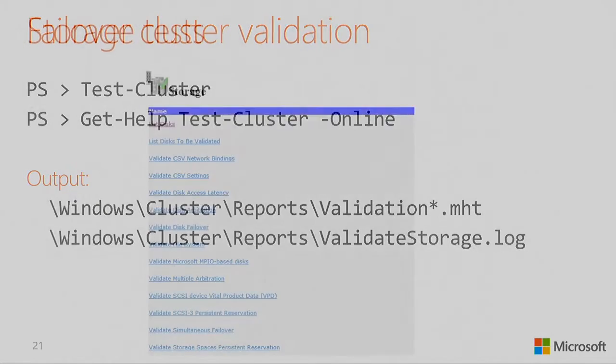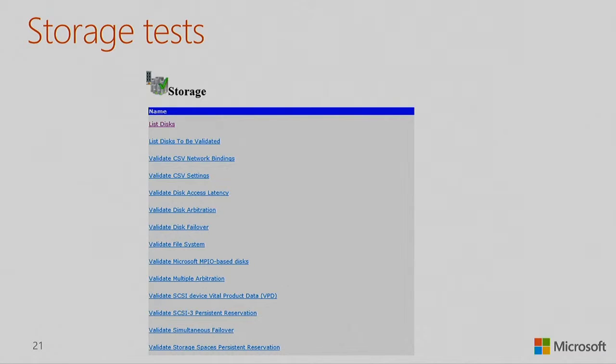Okay. So part of validate, and this is a snippet from the HTML file, are the storage tests, and there's a bunch of things here. It'll list your disks, which is really useful, and I'll talk about that in a minute. It does VPD information, persistent reservation information. It does simultaneous failover. It's really cool. I was really happy when I finally got this to pass when I was writing this. I was super excited.